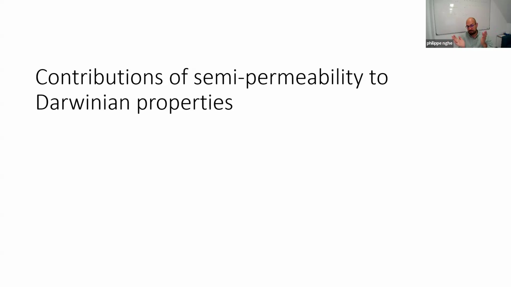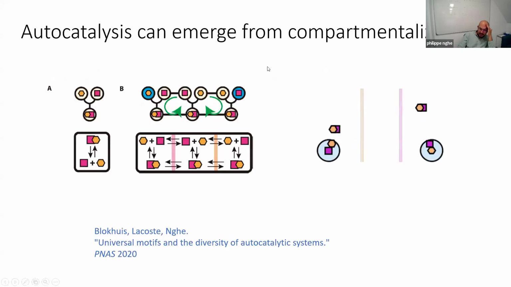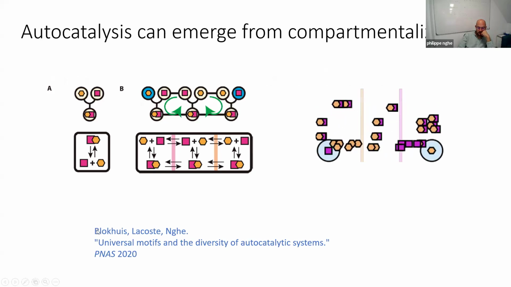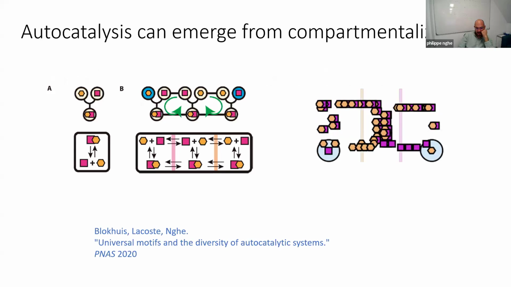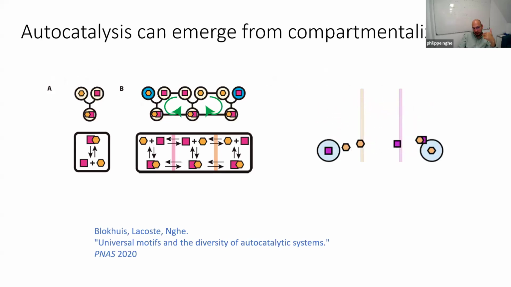And like typical membranes, even vesicles or prebiotically relevant ones, they necessarily are semi-permeable. They would let through some stuff and not some other stuff. So what are the consequences of this semi-permeability on Darwinian properties? First, I highlight in one slide something we showed in this article, where we classified the stoichiometry of autocatalytic systems in general.